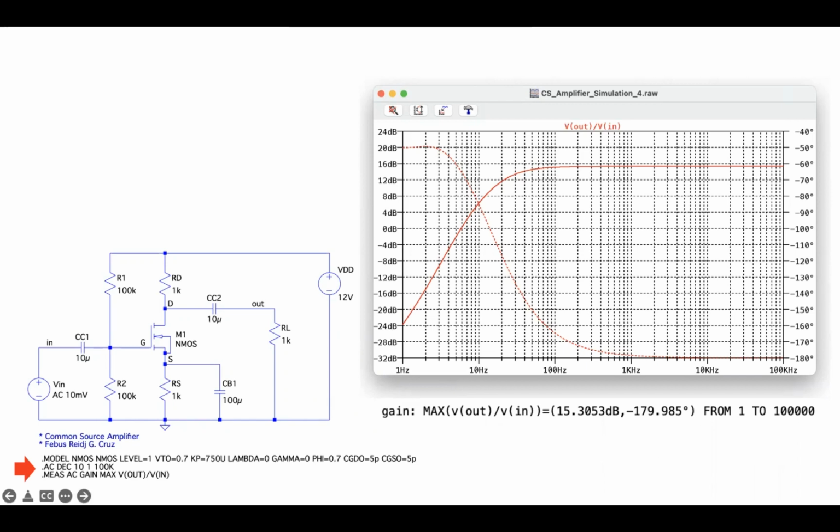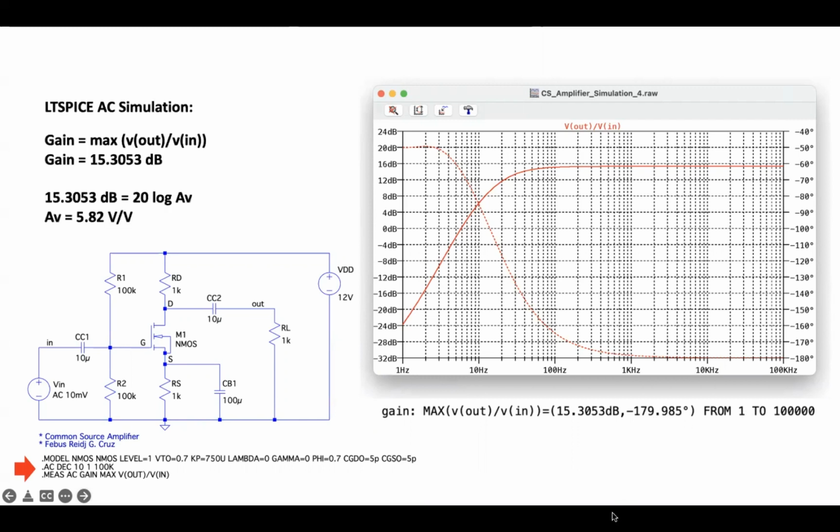Yes po, sir. Alright, so based on the measurement, it provides us a gain of 15.30 decibels and a phase margin of negative 179.985 degrees or very close to 180 degrees. That is from 1 hertz to 100 kilohertz. So again, these are the LTspice simulation results, and we can convert the decibel into the magnitude. So 15.3 dB is the same as times 5.82. Okay.